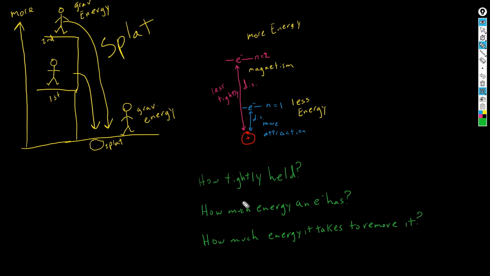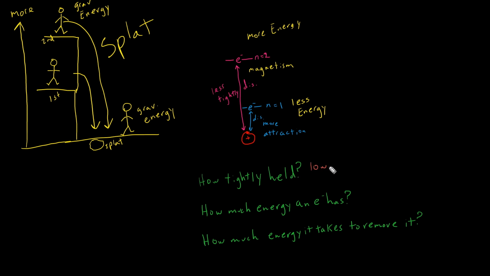So if we look at these three, two of them agree, and then one of them disagrees. How tightly held something is and how much energy it has are opposites. So how tightly held something is. Let me find a different color we haven't used yet. Go ahead and use this blue. No, I already used blue. Red. So how tightly held something is.